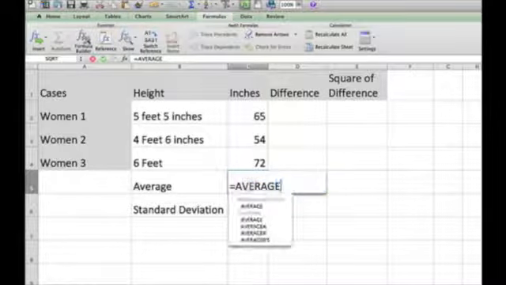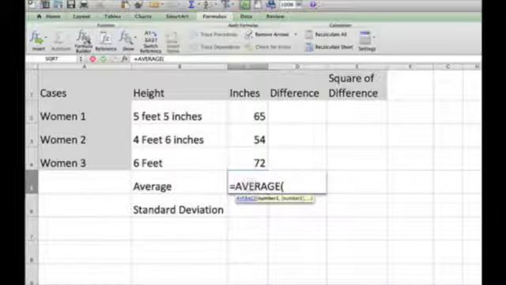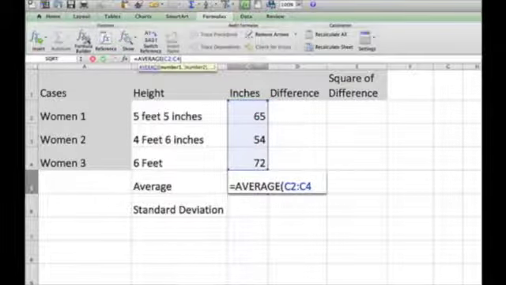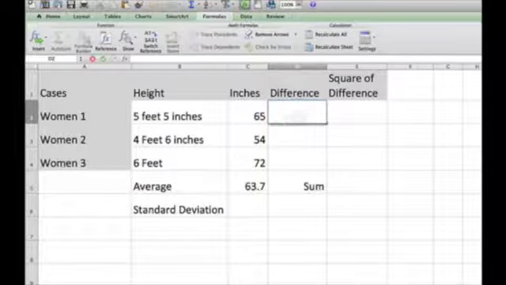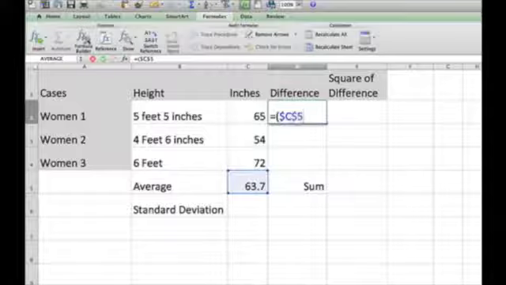The first thing you'll need to calculate the standard deviation is the average. Here we have 3 women of 3 different heights that have been converted to inches. We find out what their average is. In this case, it's 63.7 inches. And then we find the difference between the average and the individual heights.